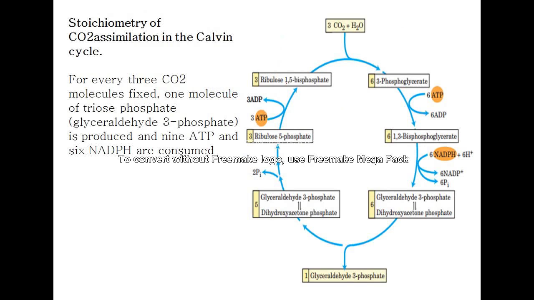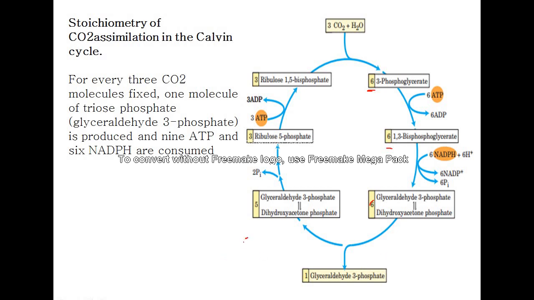3 molecules of ribulose 1,5 bisphosphate. So how many carbon atoms are there? 3 into 5, 15, plus 3 carbon dioxide, 15 plus 3, 18. So 18 carbon totally. So that can give you 3 molecules of ribulose 5-phosphate, and 3 molecules of carbon dioxide will give you 6 molecules of 3-phosphoglycerate, and that will give you 6 molecules of glyceraldehyde 3-phosphate. Out of these 6 molecules, 1 molecule was used here.